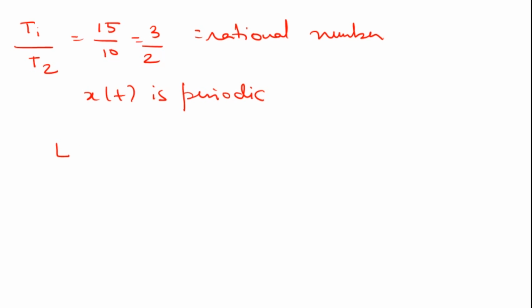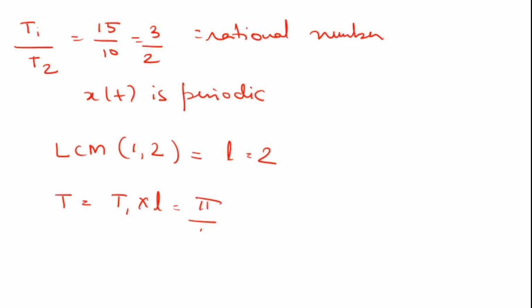Then the LCM of 1 and 2, L, is equal to 2. Then T is equal to T1 into L, which is equal to pi by 5 into 2, which is equal to 2 pi divided by 5.